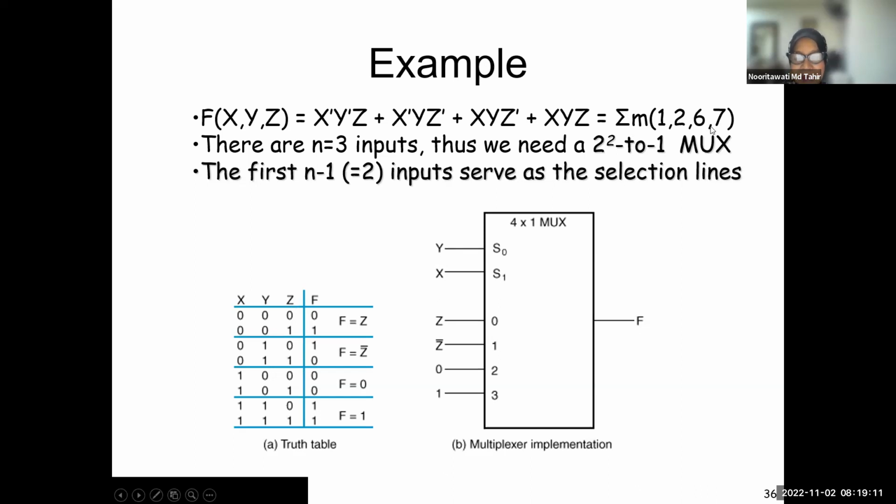Okay. And when select line is 0, 0, output yang keluar adalah Z. Bila 0, 1, output yang keluar will be Z bar. It depends what is the value that kita set here. When select line is 1, 0, the output will be 0. And when it is 1, 1, the output will be 1. So input dekat multiplexer ni 0, 0, 0, 1, 1, 0, 1, 1, okay, based on the select line, that is what we set here. Why we set it as such? Because this is the minterm given to us.